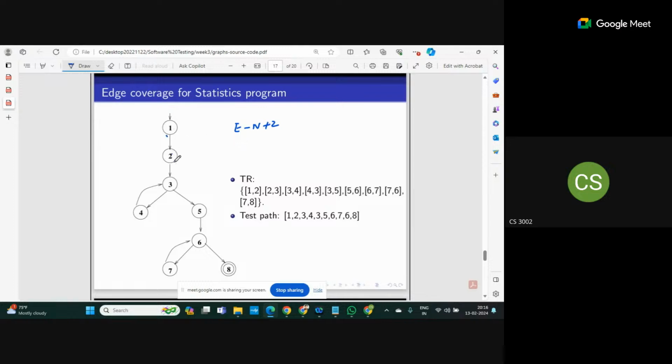Okay, so 1, 2, 3. I have 8 nodes. Number of edges 1, 2, 3, 4, 5, 6, 7, 8, 9, plus 2. So it's going to be 3. But an easier way is to find out how many decision-making points there are. Here you are making a decision, and here you are making a decision. So 2 plus 1, it's 3, right? So you're supposed to get 3 linearly independent paths over here.